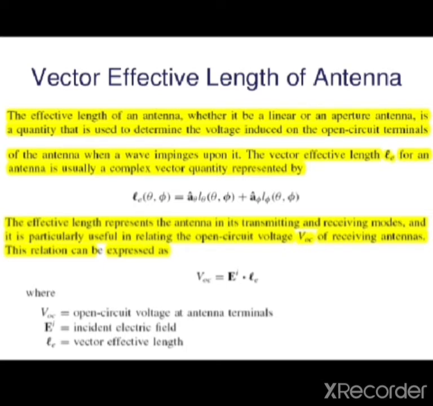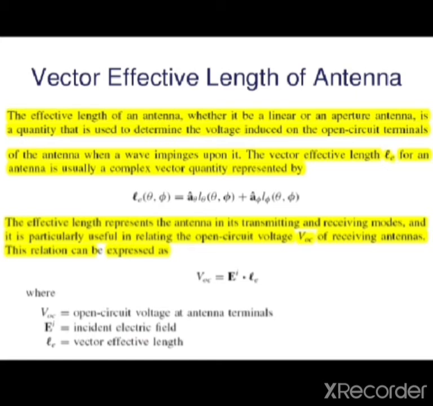Now, the vector effective length of an antenna. The effective length of an antenna, whether it is a linear or an aperture antenna, is a quantity that is used to determine the voltage induced on the open circuit terminals. Generally, the effective length is equivalent to the ratio of the open circuit voltage at the antenna terminals to the incident electric field. This is the general mathematical formula for effective length.